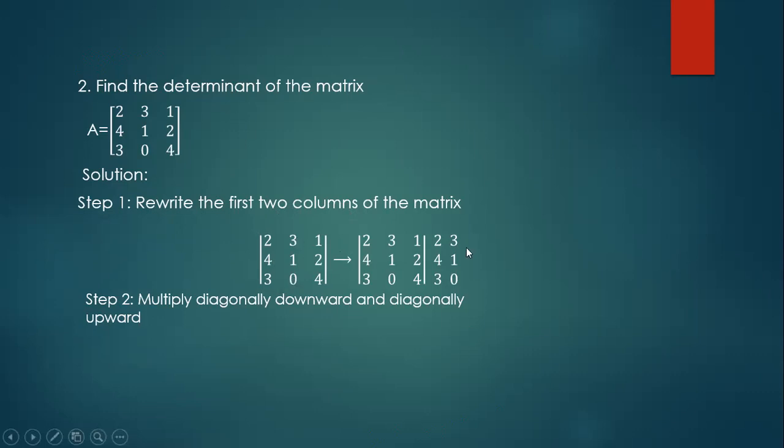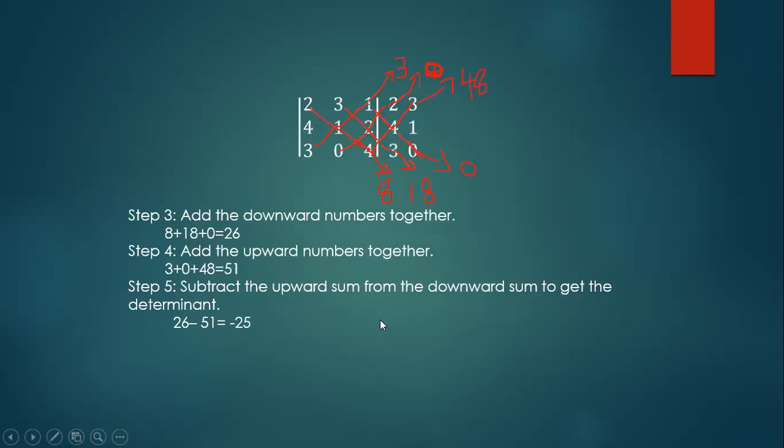First two columns rewrite again and multiply diagonally downward and diagonally upward. That means diagonally 2 into 1 into 4, 8. 3 into 2 into 3, 18. 1 into 4 into 0, 0. 3 into 1 into 1, 3. 0 into 2 into 2, 0. 4 into 4 into 3, 48.